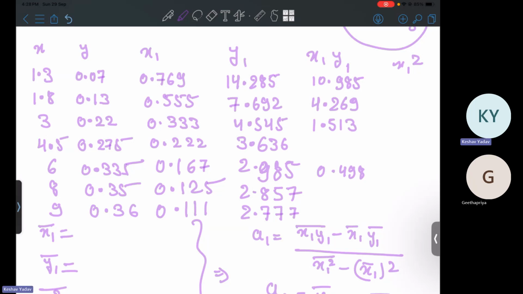By 3.636, that is 0.807. So 0.125 multiplied by 2.857, 0.357. 0.111 multiplied by 2.777 is 0.308. Now we need to do the square.